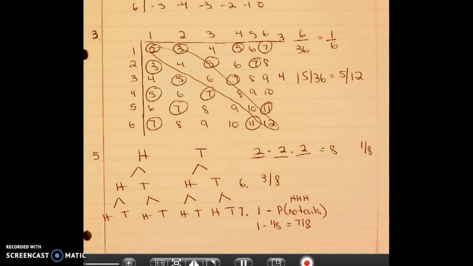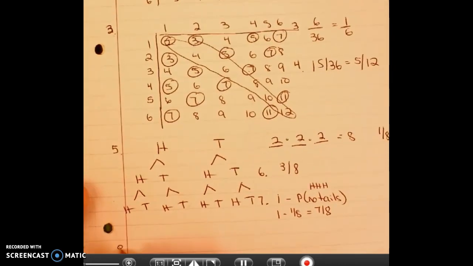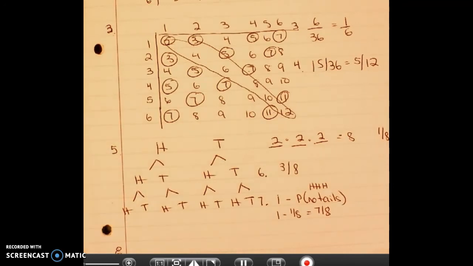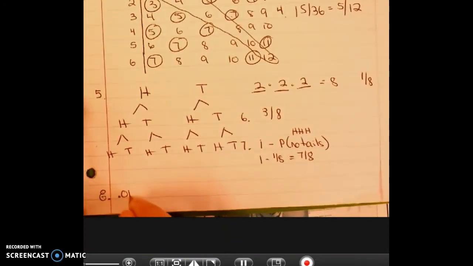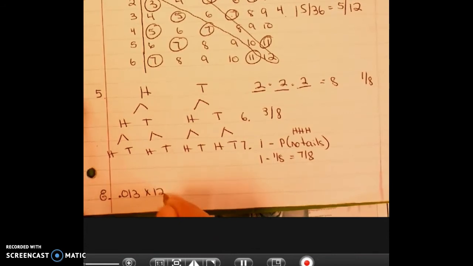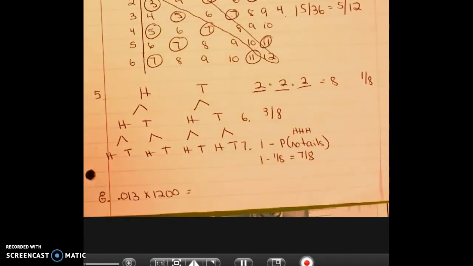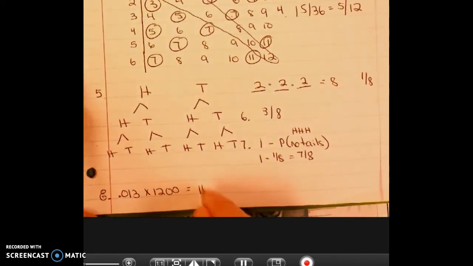Question number 8. They give you a percent of population, 1.3%, that has color blindness. They give you a graduating class of 1,200. They want to know how many would you expect to be color blind. This is similar to some of those questions that we saw on the quizzes. So we are taking 0.013. We are multiplying it by the 1,200. And when I do that, I end up with an answer of about 16 students.